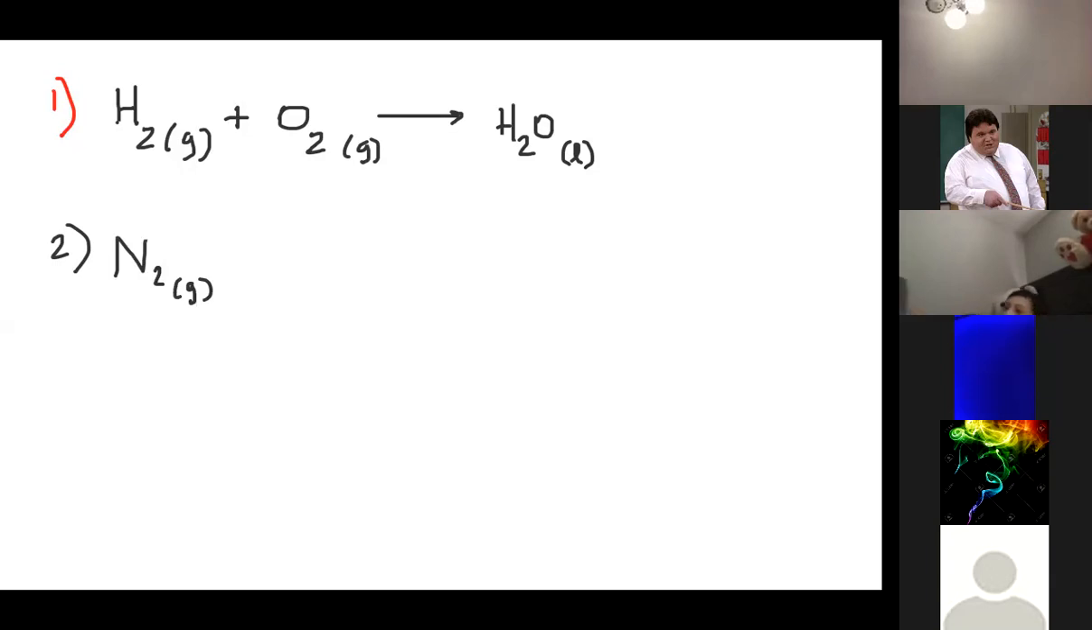Okay, and then it says "and." So with "and," Zamari, what should I write? Plus sign. Okay, good. And stay unmuted because I'm going to you next. And it says "and hydrogen gas." So what should I write?